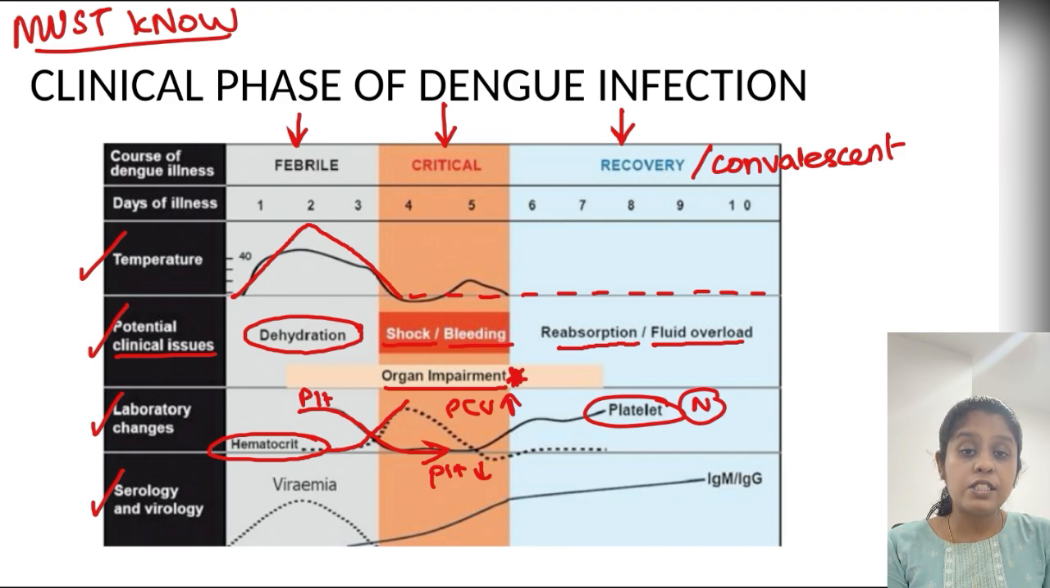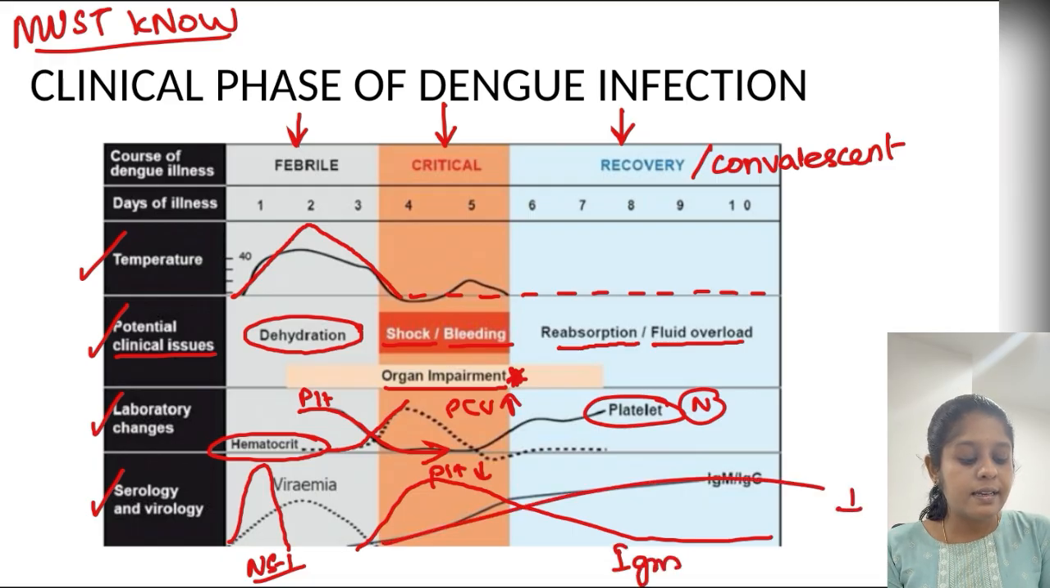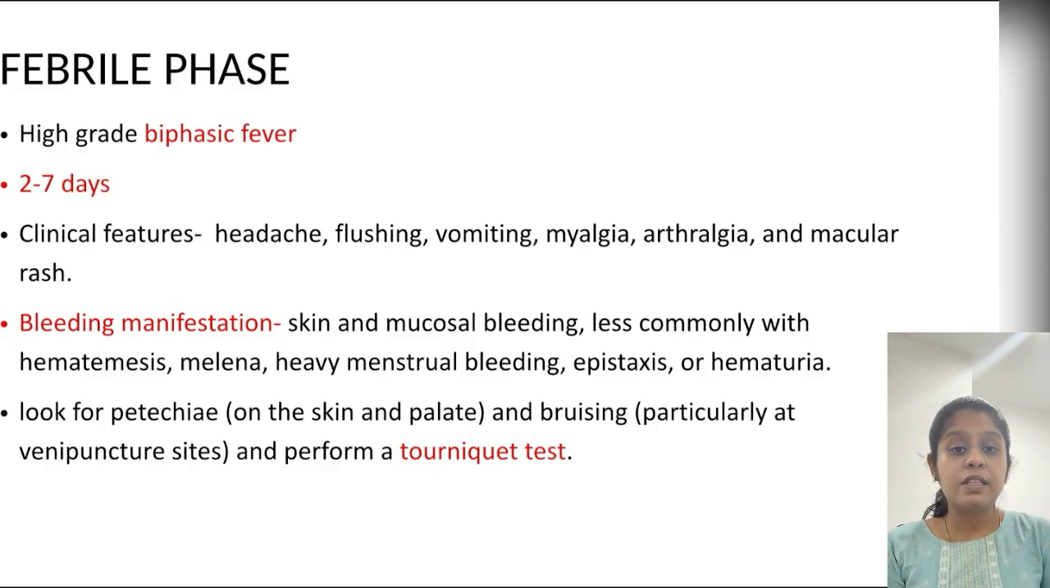Coming to the virology or the serology, we know that NS1 is a viral antigen. This NS1 will be positive in the initial viremic phase, followed by IgM in the critical phase, and then the IgG will slowly increase. So IgG shows a fourfold increase in the recovery phase. So let's look at everything in detail.